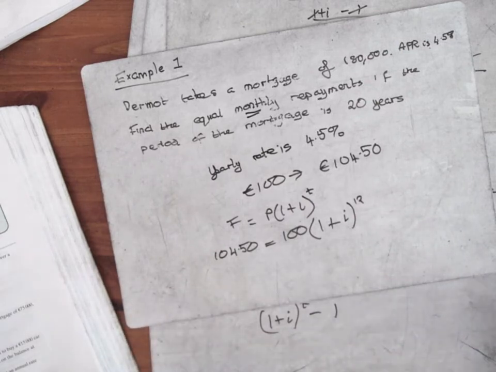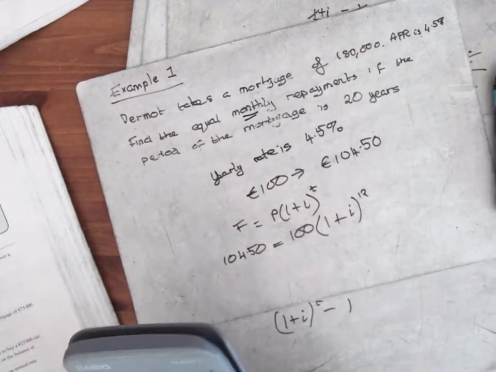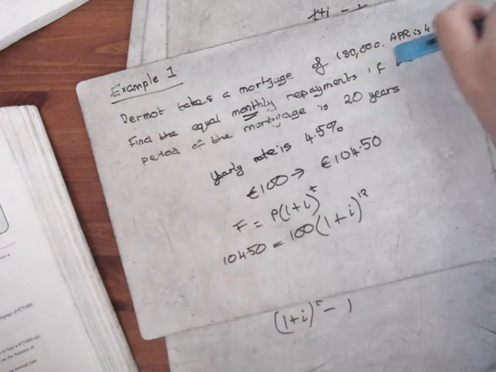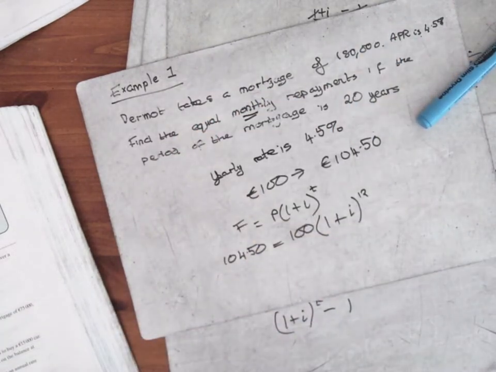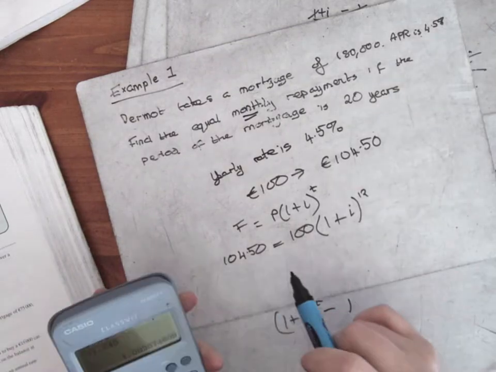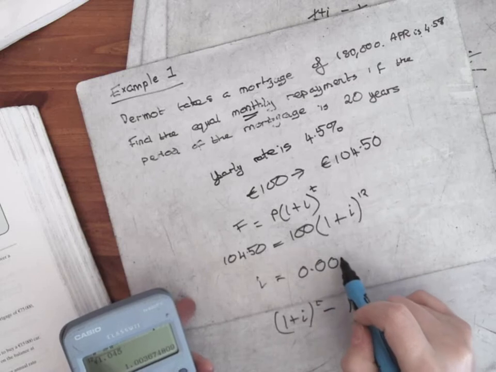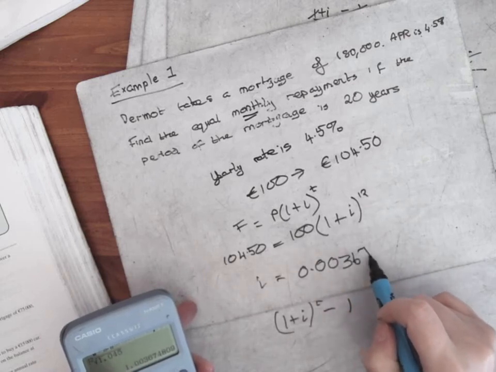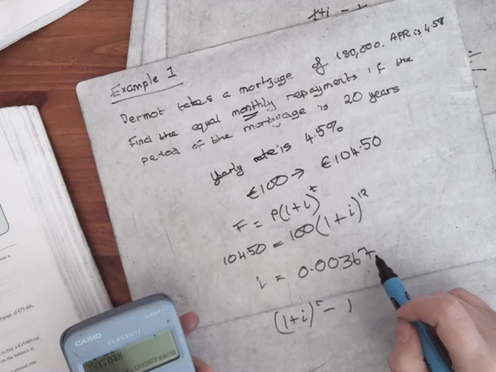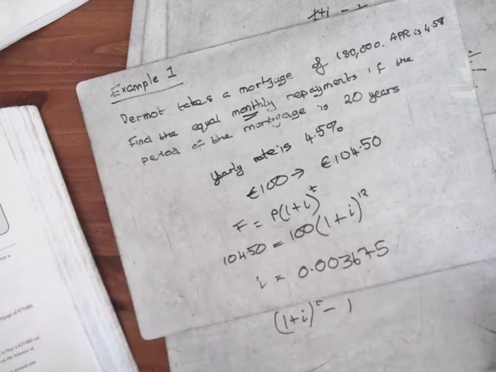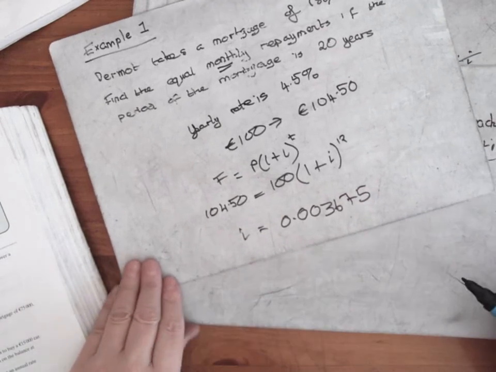Right, I'm not going to write out the manipulation, I'm just going to give you the answer. So shift and the 12th root of 1.045, and take away the 1 then. So the interest rate is 0.003675. I've rounded it up there. That's the monthly interest rate.